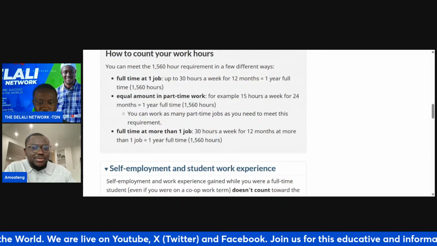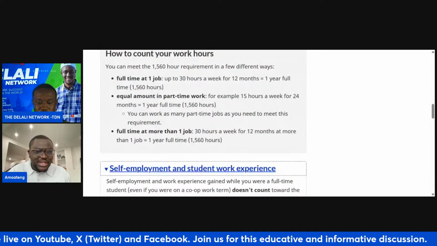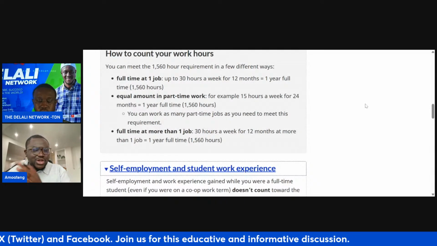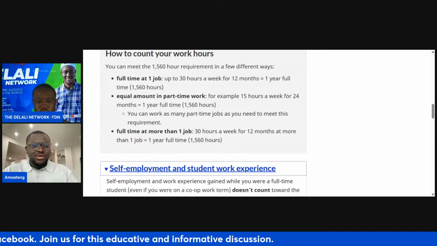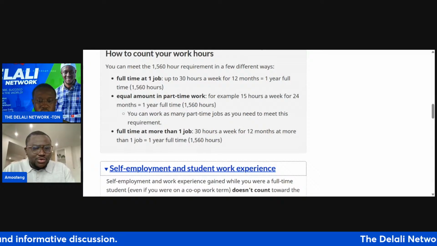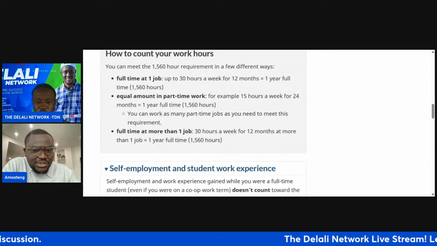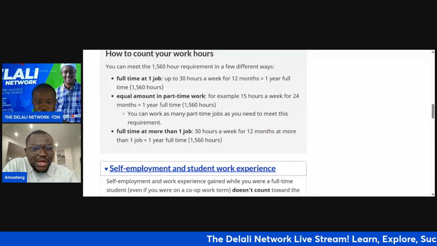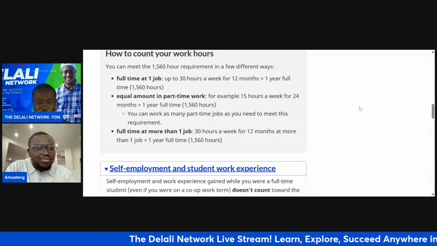Yes. So someone can also work part time, just like I said. Just add the hours up, and once you're able to accumulate that 1,560, you are good to go. If you check down there, they also say you can work as many part-time jobs as you need to meet this requirement.